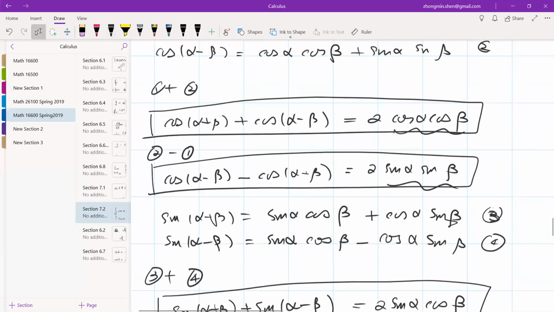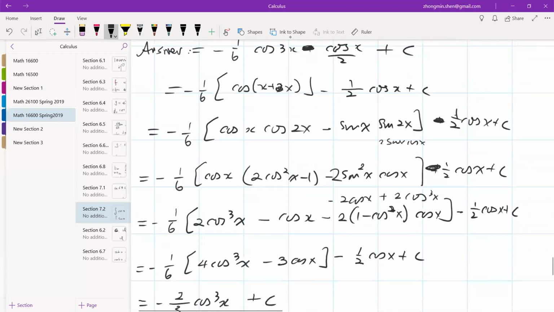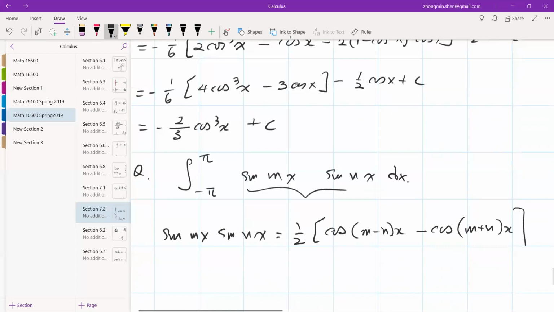Sine alpha sine beta will be the difference of cosine alpha minus beta and minus cosine alpha plus beta, okay? So minus is the first. So sine mx sine nx is going to be one half of cosine (m minus n)x minus cosine (m plus n)x. Yeah, there's a subtraction.